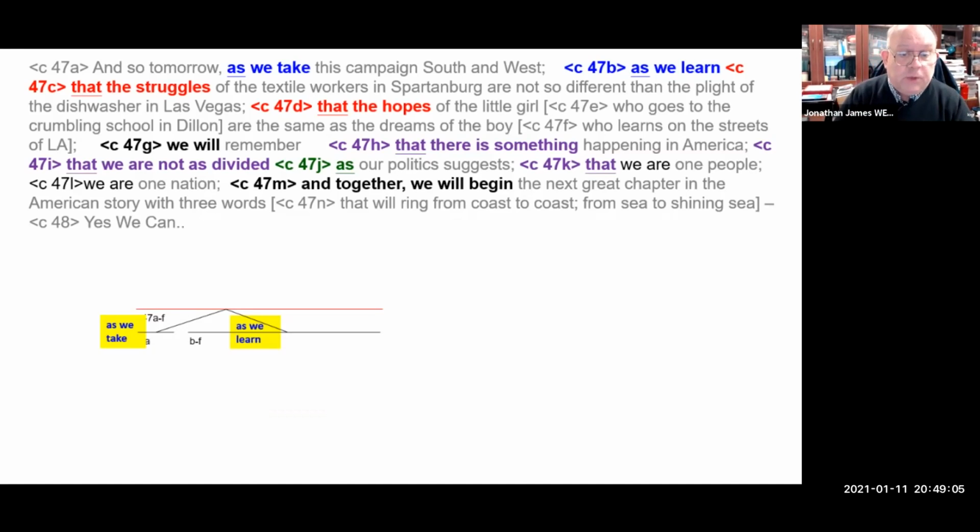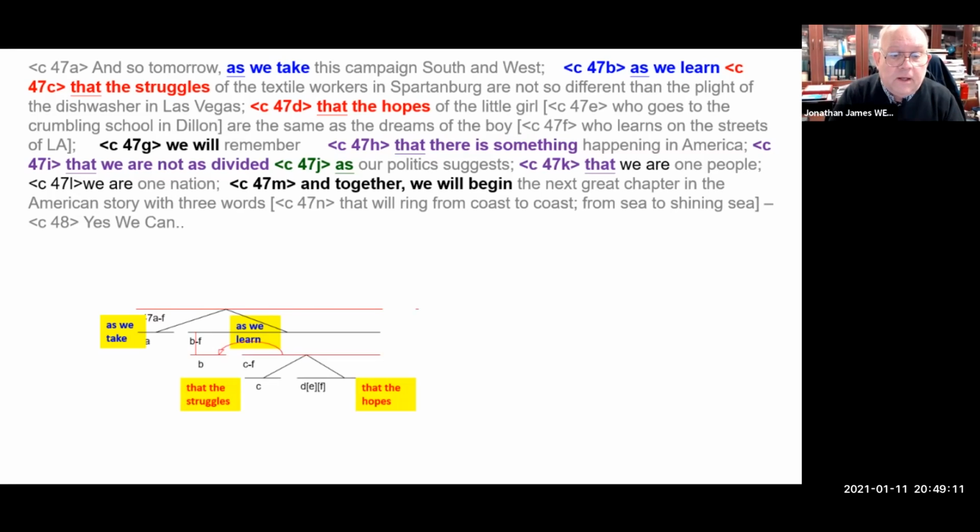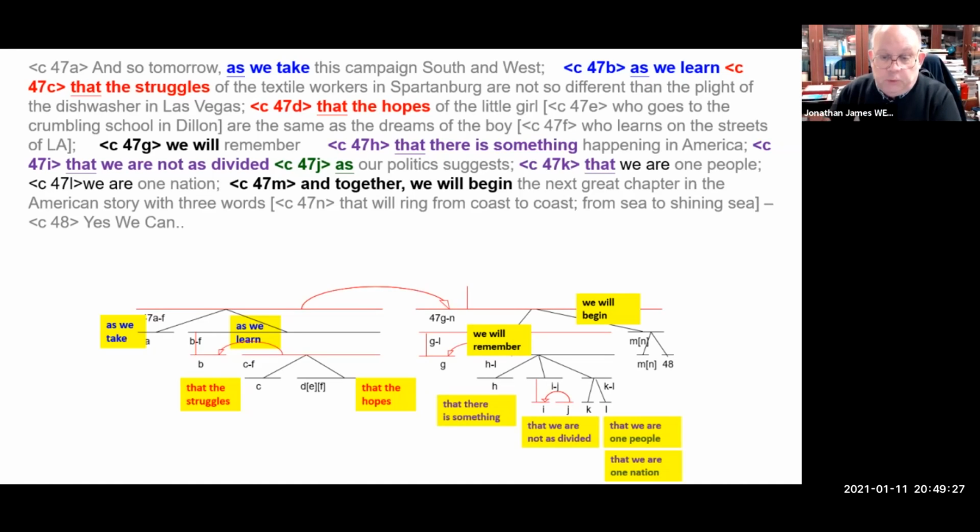Now look at it. As we learn, as we take, that's rather paratactic. As we learn, that the struggles, that the hopes, you see the balance? All of that is dependent on what follows. We will remember, we will begin. And what will we remember? That there is something, that we are not as divided, that we are one people, that we are one nation. You see the ways in which it's been combined together. It's not complicated.